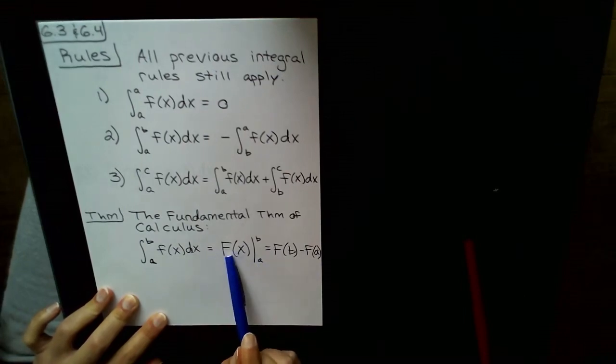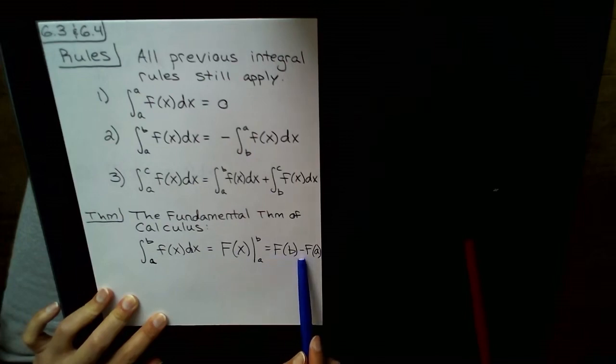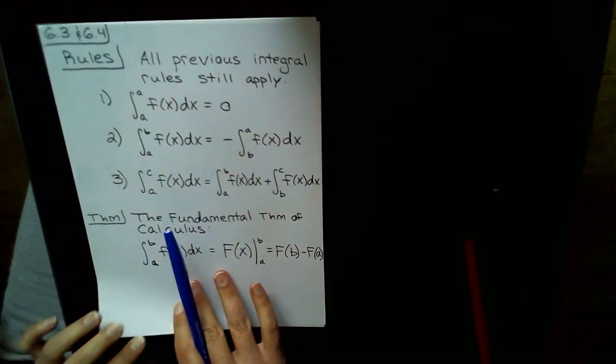So it's equal to the antiderivative of f of x from a to b, and that's just equal to F of b minus F of a. The value you get when you plug b into the antiderivative minus the value you get when you plug a into the antiderivative. And now that we have this, we know how to evaluate these definite integrals. So we'll start going through some examples here.